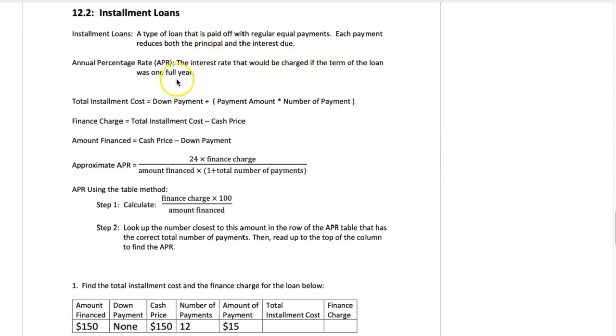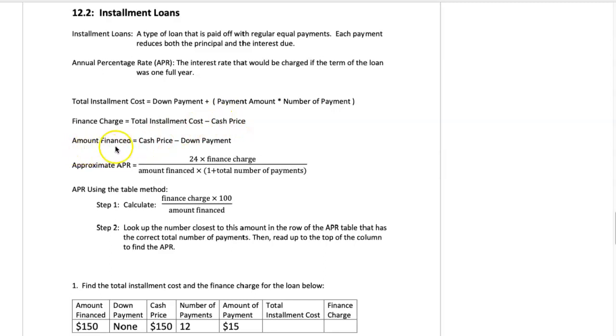Okay. The total installment cost is the total money paid. So this is all your down payment plus any payments you make times how many payments you're going to make. A finance charge is another way to say your interest charges. So it's the difference between the total money you pay and the cash price.